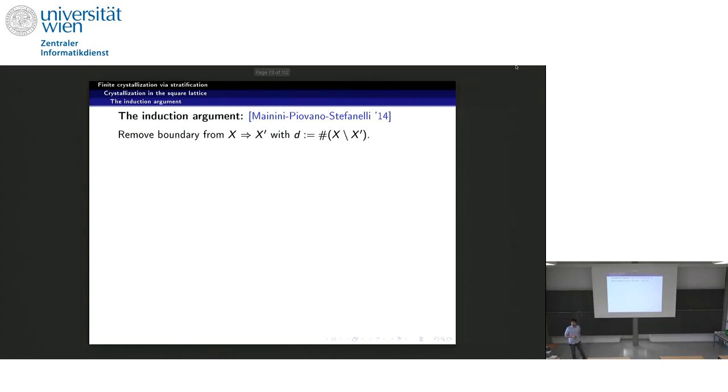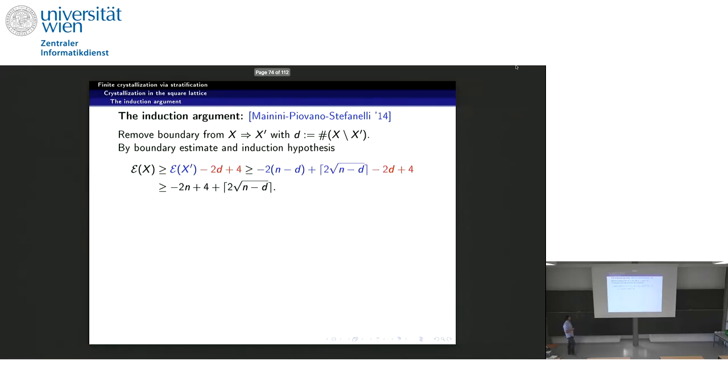Okay, now let's take this boundary energy estimate and put things together by an induction method. So I take my configuration, I remove the boundary, I call D the number of boundary atoms as we did before. And the first inequality is exactly what I explained to you on the previous slide. I remove the boundary, I have this boundary energy estimate. Now, for the smaller configuration, I use the induction assumption, namely, I already know the minimal energy for that.